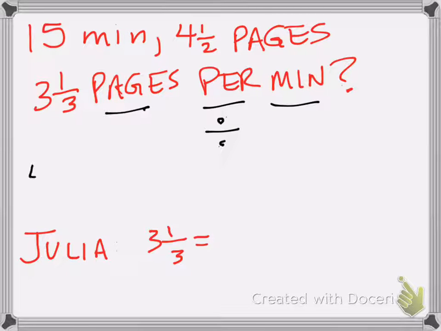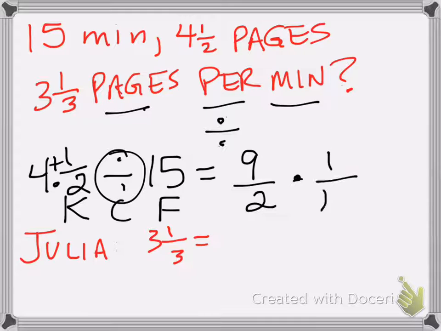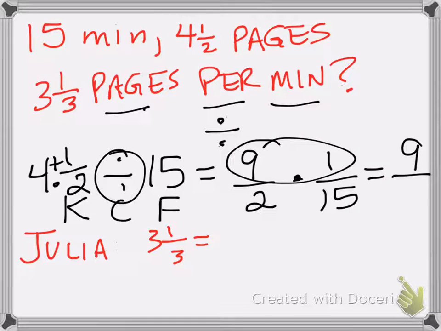So we're going to take the 4.5 pages that were read, and we're going to divide that by 15 minutes. If we convert that to an improper fraction, we're going to get 9 halves, and instead of division, we're going to do keep change flip, or keep change inverse, and that would give us this. 9 times 1 is 9, so some easy multiplication. 15 times 2 is 30, and what we really get for an answer of pages per minute is 3/10 of a page per minute. Now Julia had 3 1/3, so what did she do wrong?